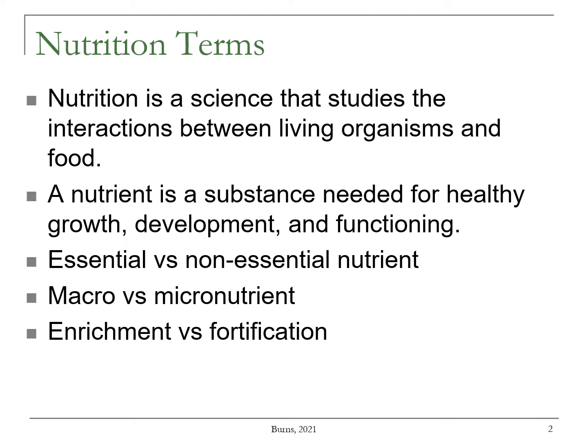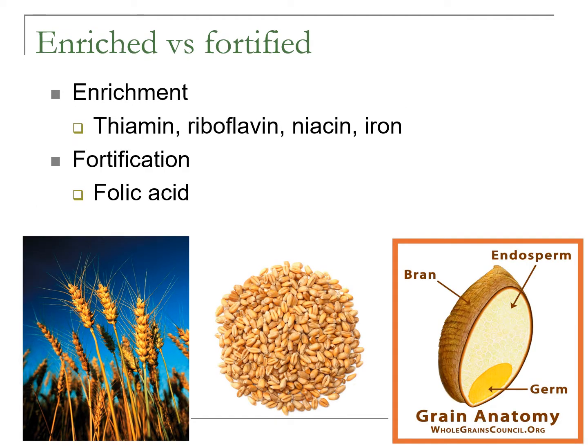Finally, we have enrichment versus fortification. Some foods can have nutrients added to them. For example, whole grain products contain the whole grain. On the bottom of the slide, on your left, we have the wheat plant. In the center, we have the wheat kernel. A whole grain is one that contains the whole kernel, so it is made of the germ, the bran, and the endosperm.